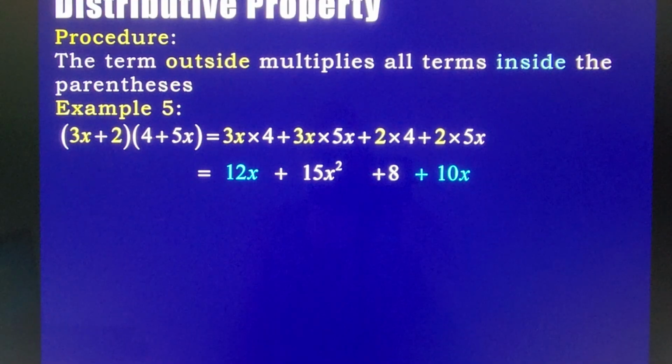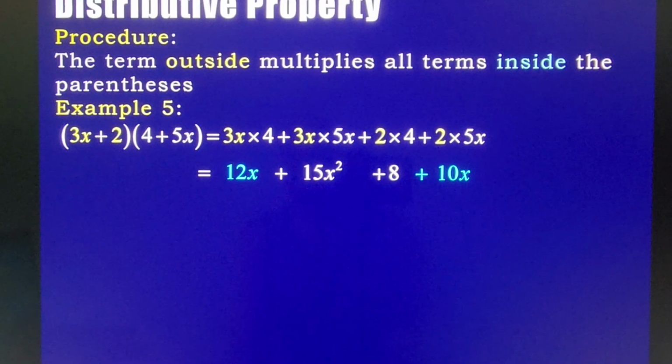Like terms in mathematics are terms that are the same in the sense that they have the same variable. X squared is not a like term. Why? Because these are x's with no exponent. So you cannot add 12x plus 15x squared plus 10x. You could think this is $12 plus $10, and here we have pesos. You can't add $12 plus 15 pesos. You can't, they're not compatible. You can only add or subtract like terms.